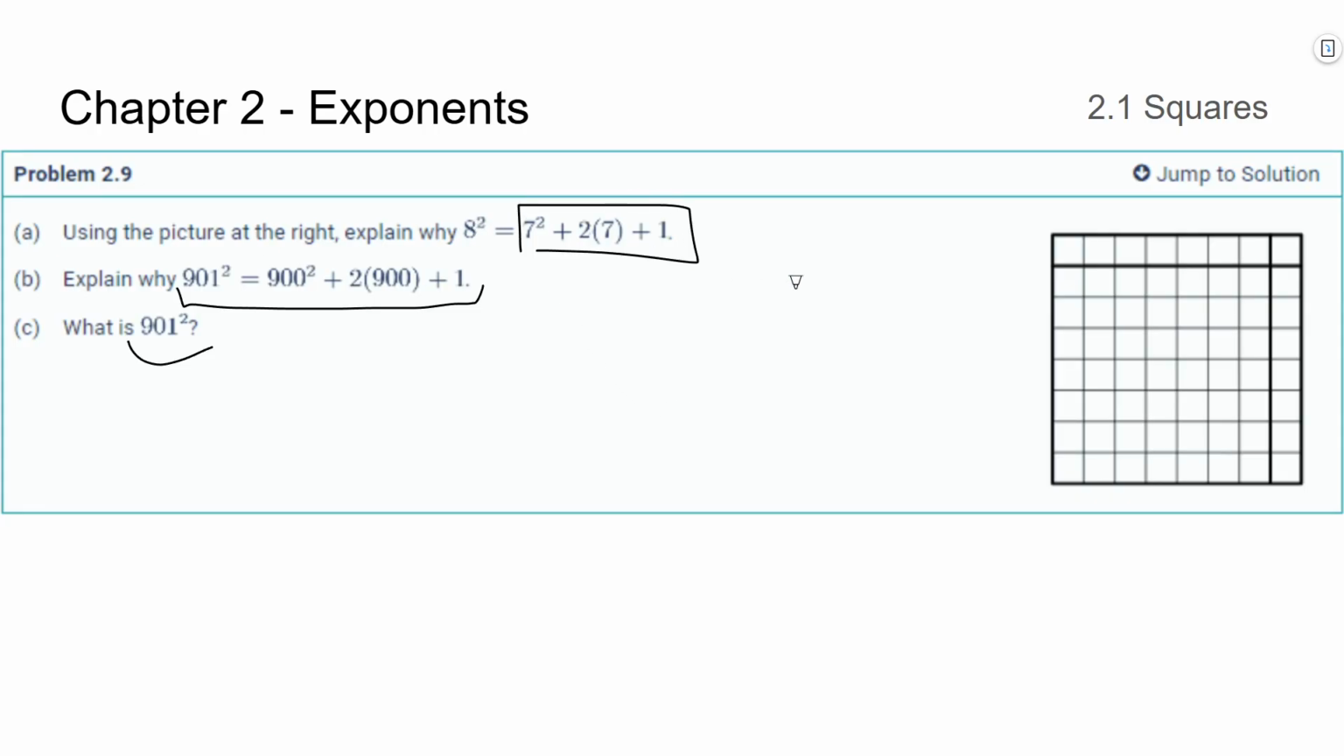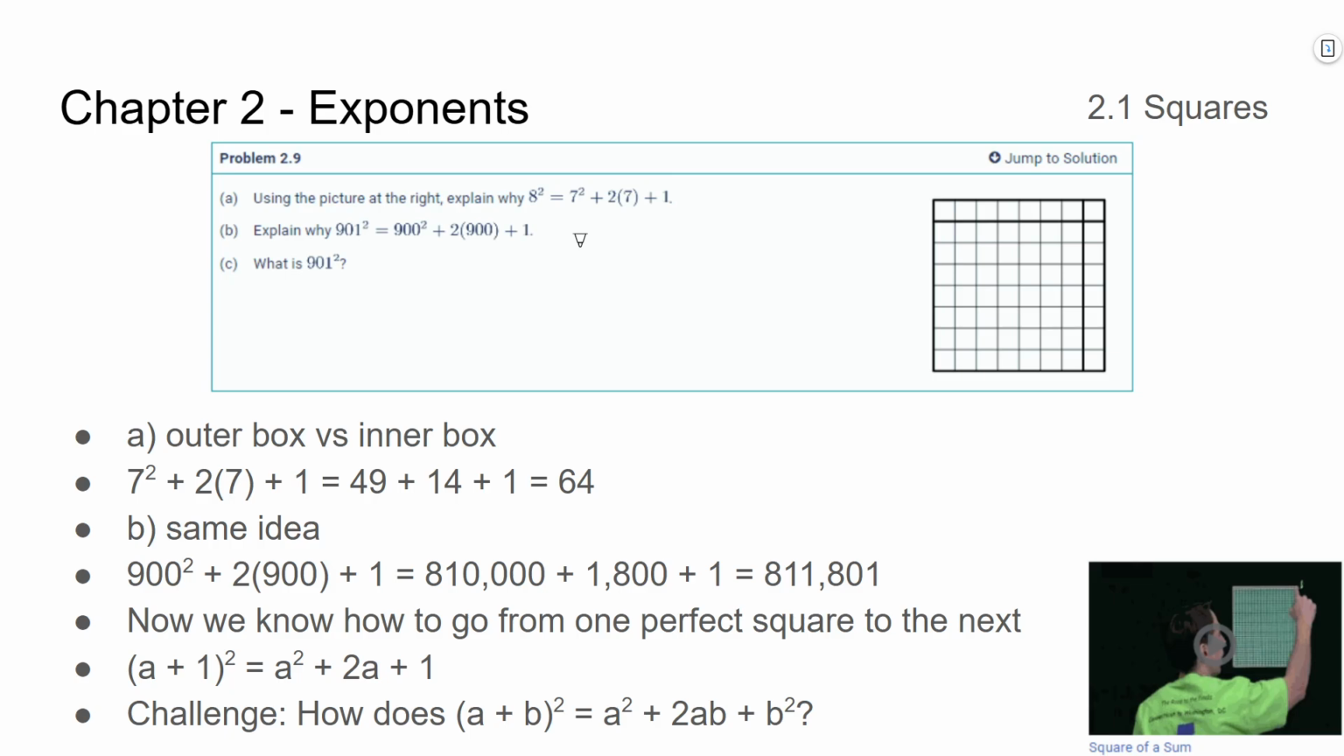All right, so explain why 8 squared is equal to this junk here. So we know what 8 squared is, right? We have this square here. That's 8 by 8. 1, 2, 3, 4, 5, 6, 7, 8 by 1, 2, 3, 4, 5, 6, 7, 8. It's an 8 by 8 square. And we know an 8 by 8 square is going to have an area of 64. If you count all these squares up, it's going to be 64 of them in there.